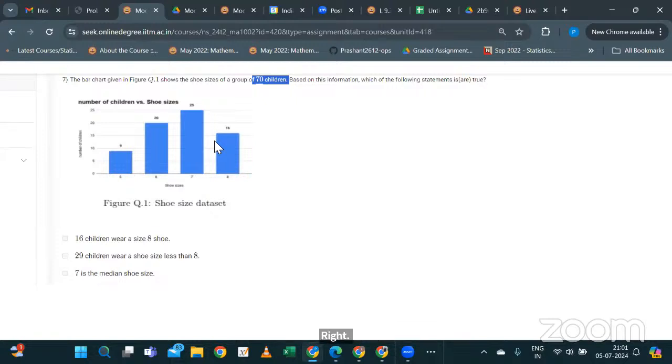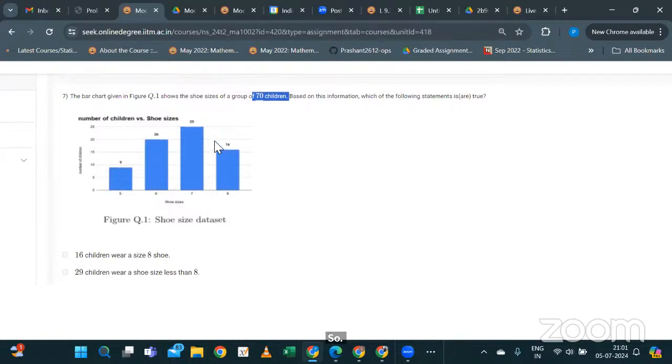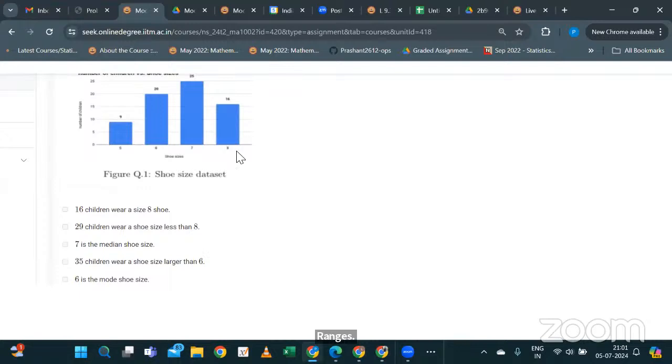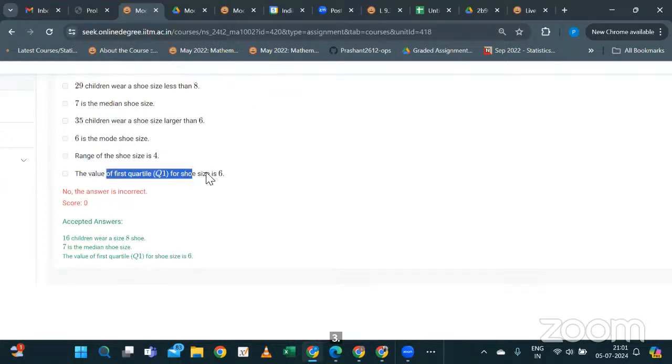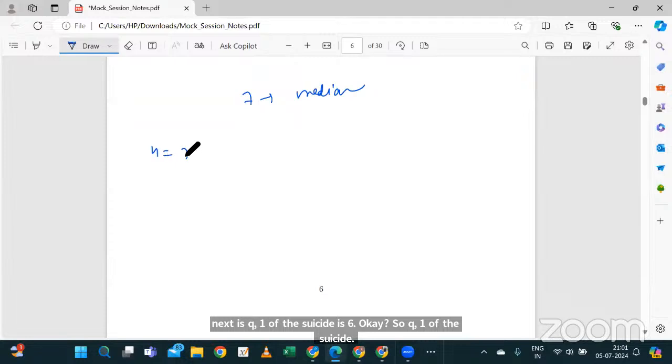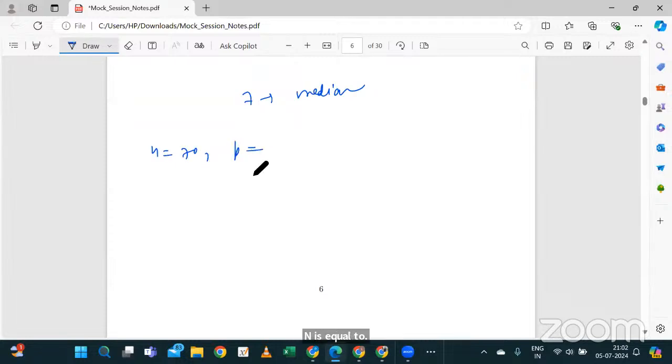It is talking about range. So how much is the range? Range is 4, it is given in the option, but it's incorrect, because range will be 3. Range is maximum minus minimum. The maximum size is 8 and the minimum size is 5. 8 minus 5 is 3.